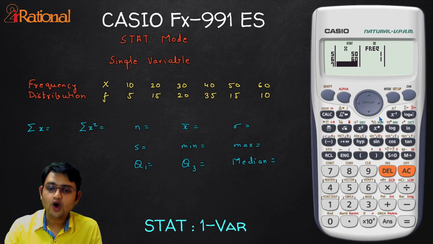Now I have input all my x values. I have to go to frequency. I'll use my navigation key. I'll press the side arrow, go up, and now I will change all my frequencies.